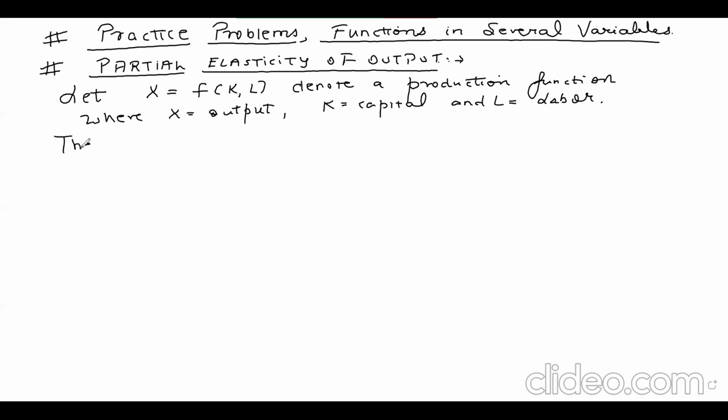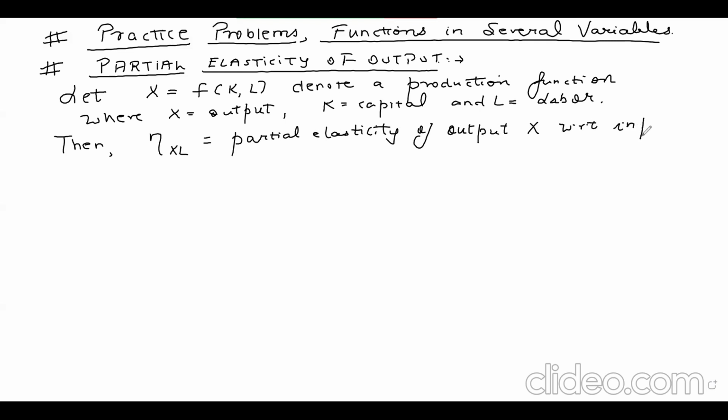Then eta XL is the partial elasticity. Eta XL denotes the partial elasticity of output X with respect to input L, which I can write as L over X times del X by del L.